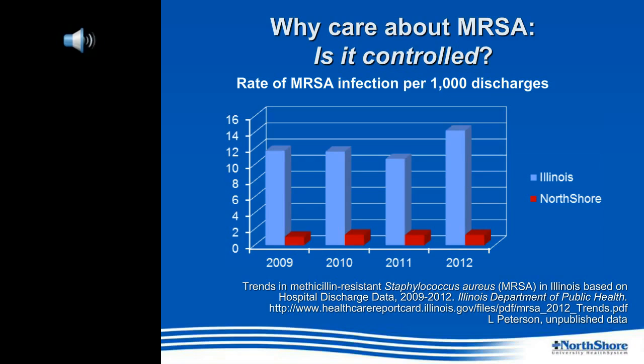And the tall bars there look at what's happening as far as MRSA infections occurring in hospitals across the state through 2012. And you can see from 2009, 10, and 11, it looked like the rates were going down, but then 2012, the rates were going up. I've plotted our NorthShore rates on the lower, shorter bars just to show that it is possible to dramatically reduce MRSA infections in a healthcare system with appropriate approaches.